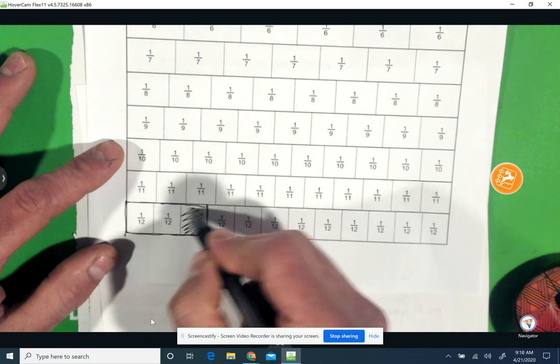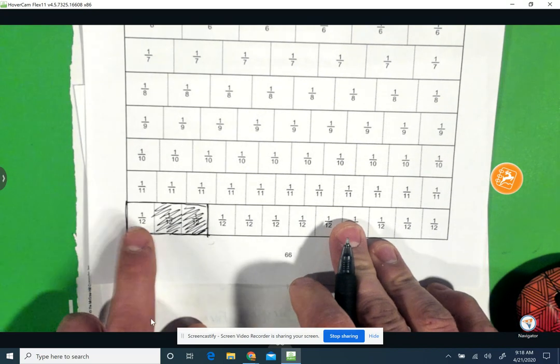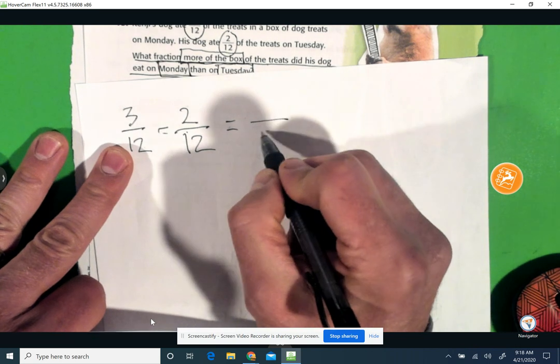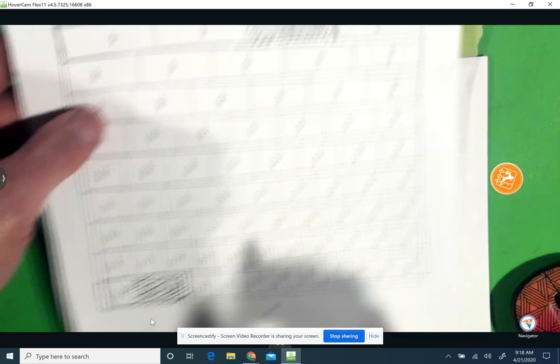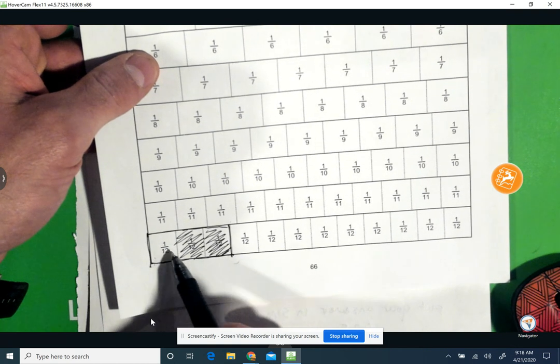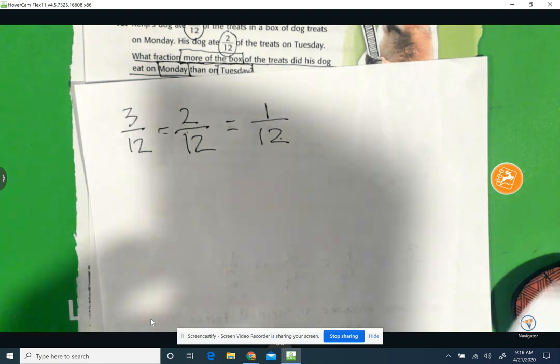We can get rid of 1/12 and get rid of 2/12, and we are left with 1/12. 3/12 minus 2/12, leaving the denominator the same, right? When we took away these 2/12, we didn't change the denominator. It's still 12. We end up with 1/12.